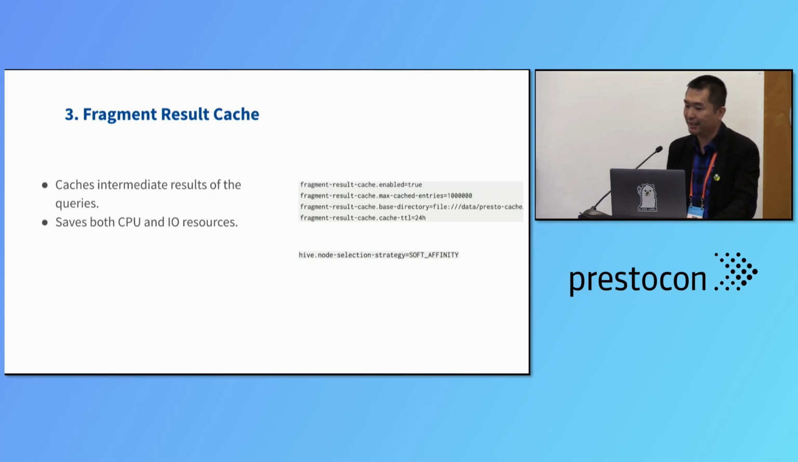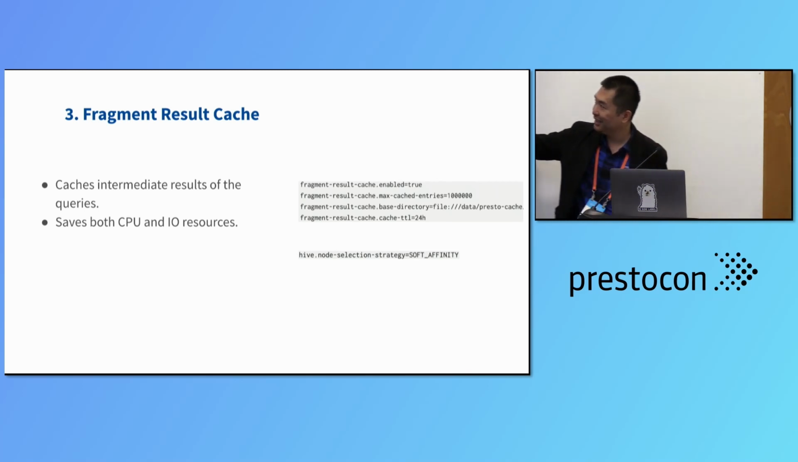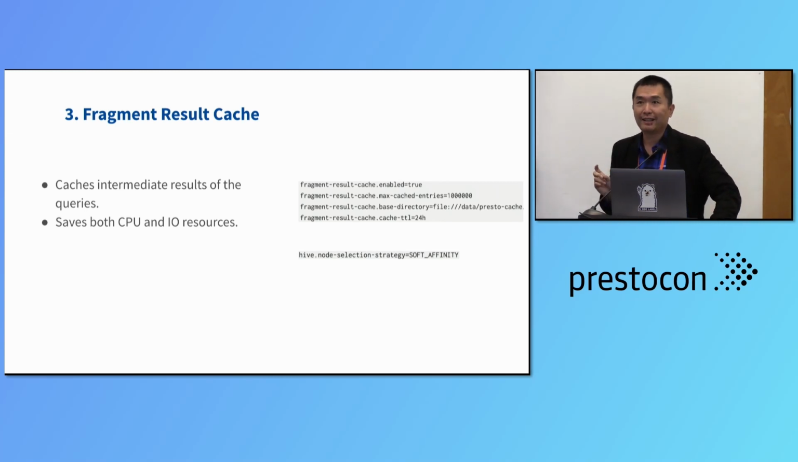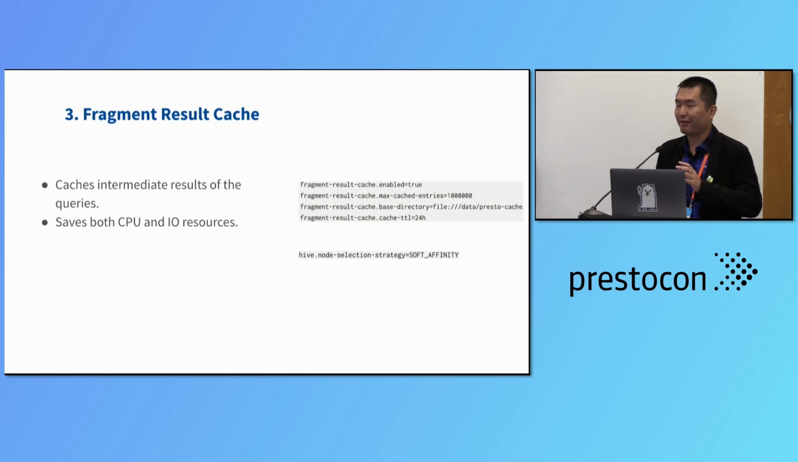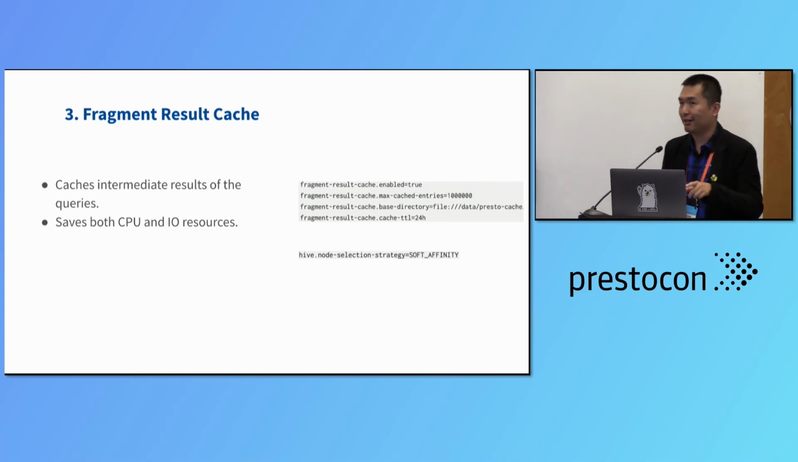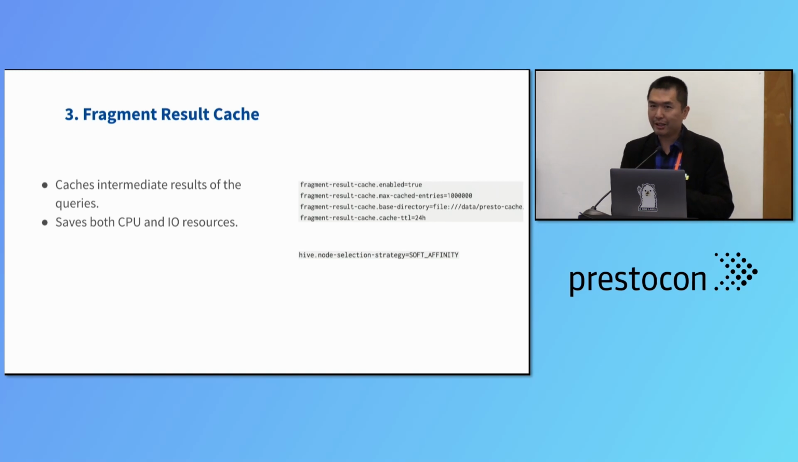But there's some limitation. You can see here, for this one, you need to enable soft affinity. Just because, as I mentioned, most queries do something like a table scan, then some filter and some aggregation. But if you enable the fragment result cache, you need to make sure the same task, the same subtask, always goes to the same worker, and then you can reuse the cache. If you schedule the same task to other workers, they might not hit your cache, it will be a cache miss. You need to recalculate the result again.